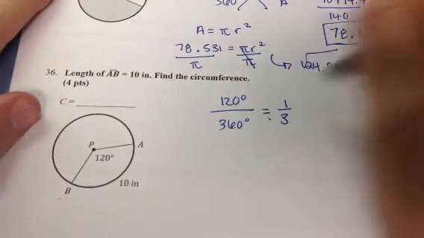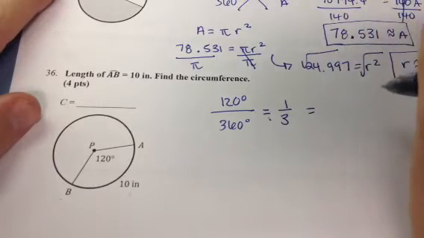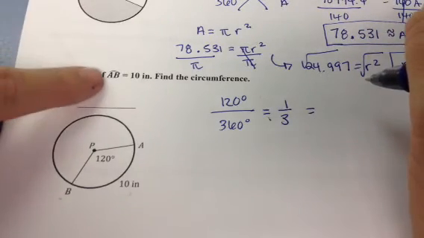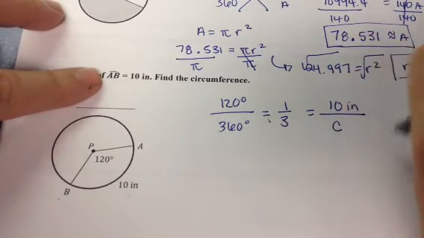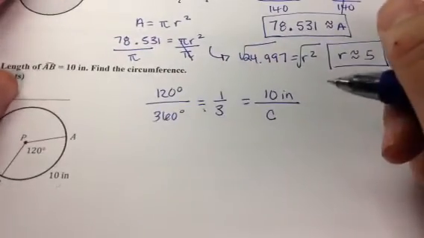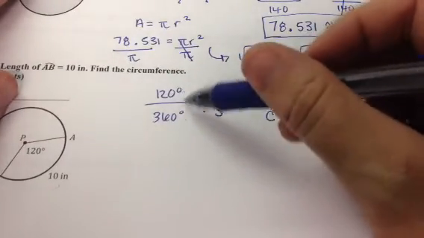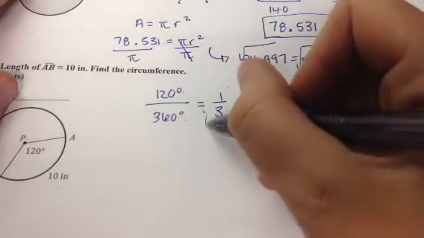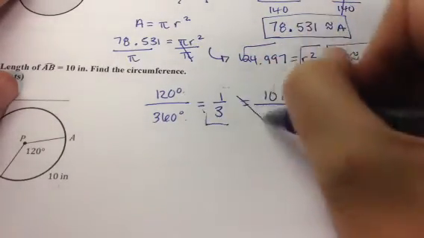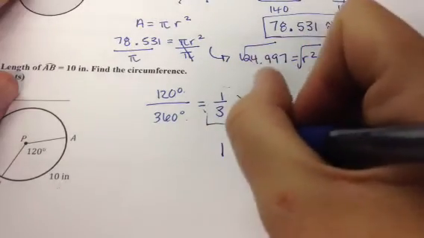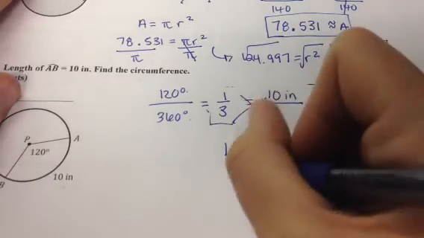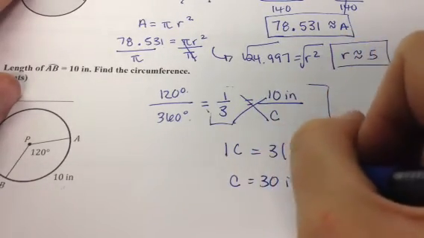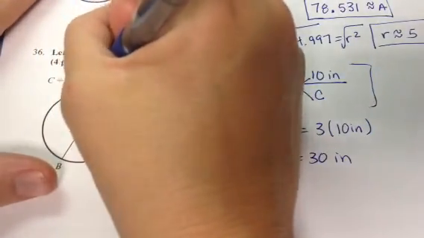But if we were going to set up the proportion, I could say this is going to be equal to my arc length, which I know, 10 inches, over my circumference measured in inches, which I do not know. And you can use the original 120 over 360, or if you simplified this to 1/3, you could just do that. So if you cross multiply, I'm going to get 1 times my circumference equals 3 times that arc length of 10 inches. So my circumference equals 30 inches. So over here for my circumference, I'm going to put 30 inches.